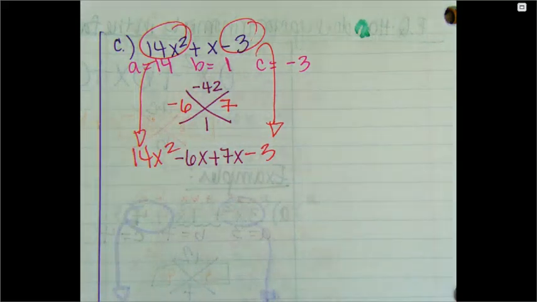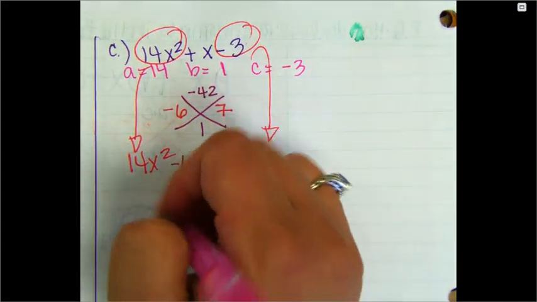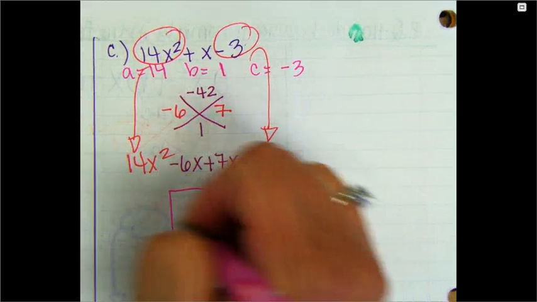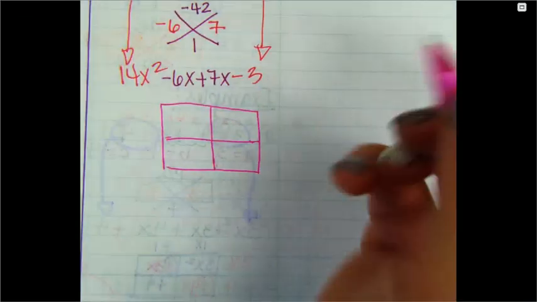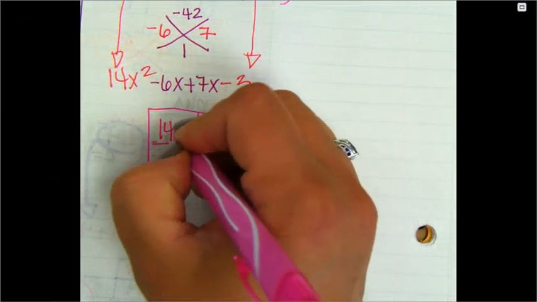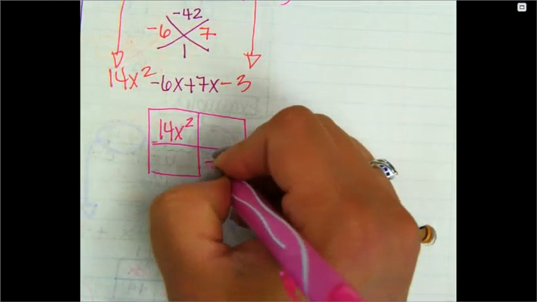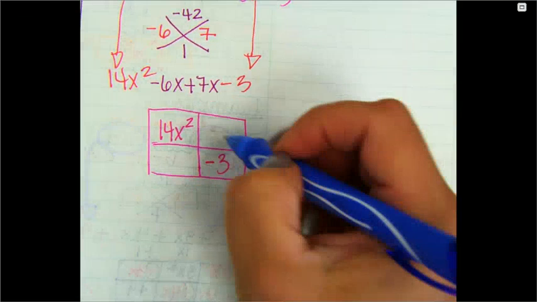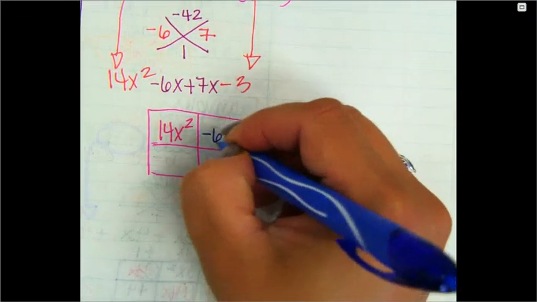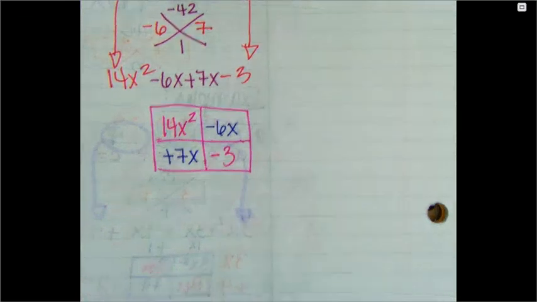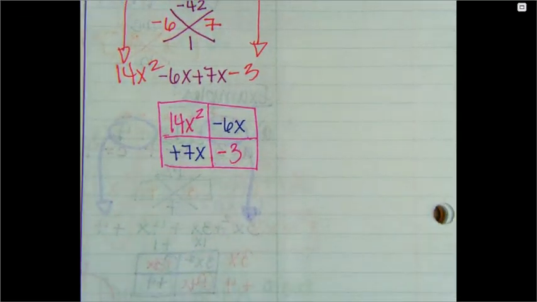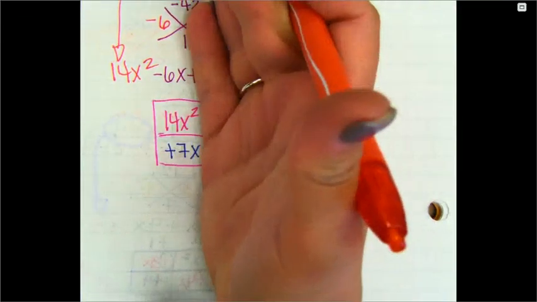All right. What's next? Put them in the box. I wrote a really big box because I don't really care. In the first box. In the last box. This box. Doesn't matter. Positive 7x. Yeah? Okay. Factor out 14 and 7.